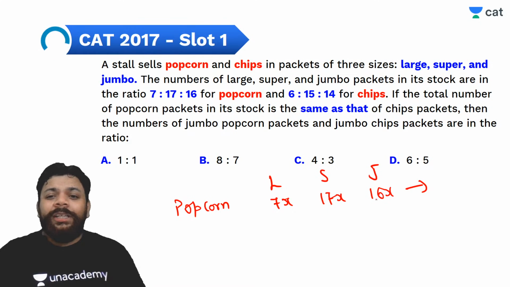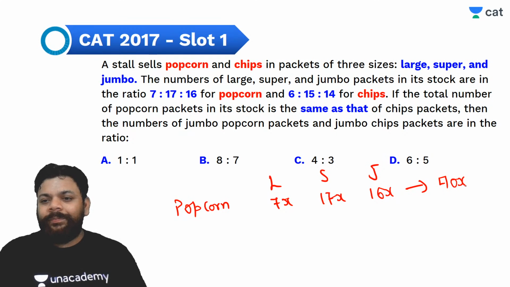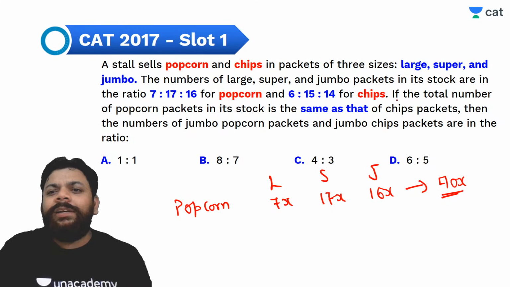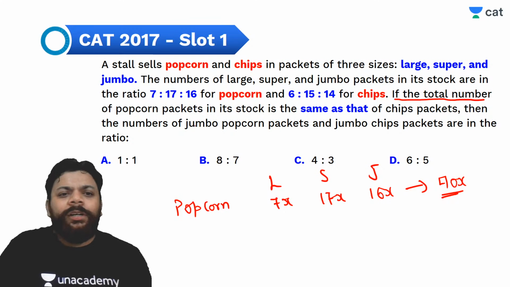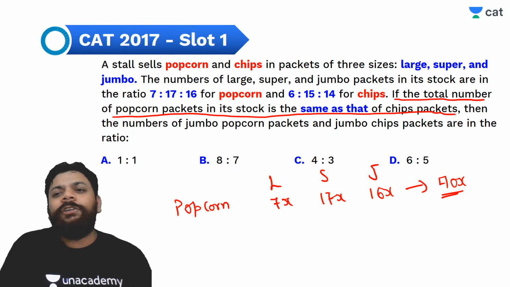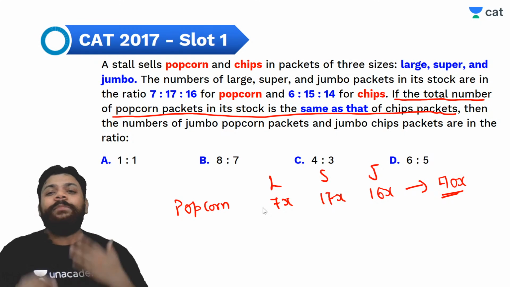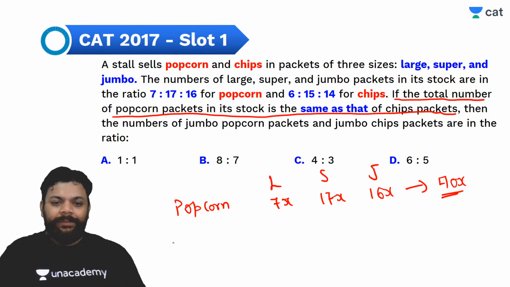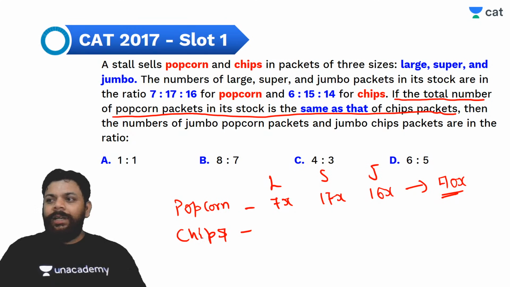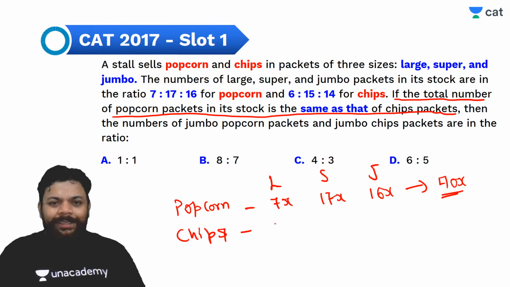This summation is going to be nothing but 33 plus 7, 40x. और यहाँ पे काफी important point given है. If the total number of popcorn packet in its stock is same as that of chips packet, this is quite important line. Number of popcorn packet must be same as number of chips packet. So if I consider chips, अच्छा अब मुझे ऑर्डर चेंज करना होगा क्वेश्चन का, ये मैं सीक्वेंस में लेता जा रहा हूँ. दैट्स द रीजन सभी आंसर बता रहे हैं.